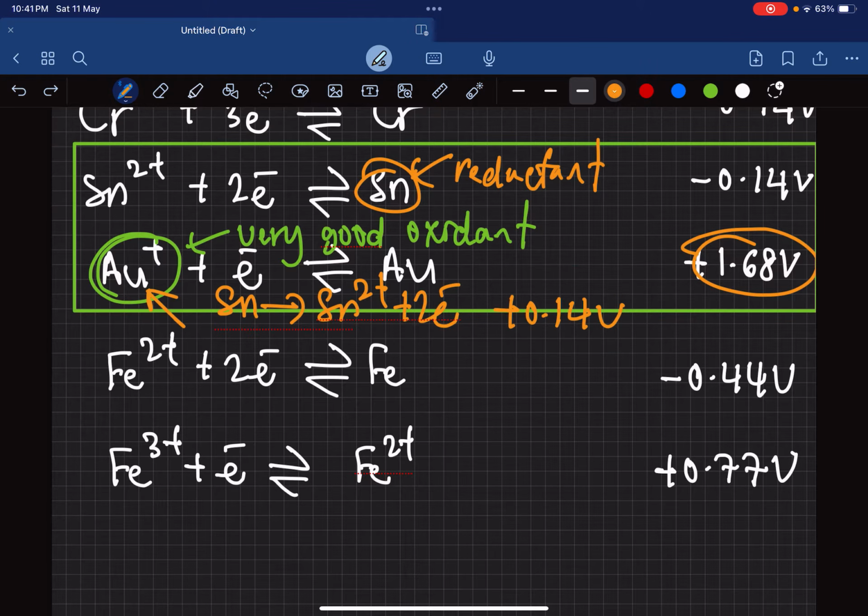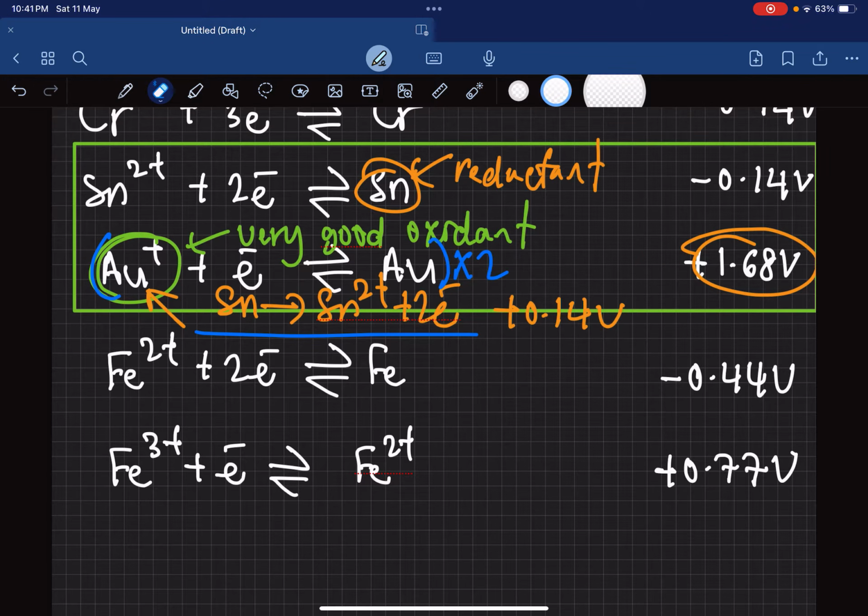So in this case, what you need to do is make sure that the number of electrons lost and gained are the same. So this equation, you're going to multiply by 2, and then you add the two things up. Please remember, when you multiply by 2, you do not multiply the voltages. Do not. Please remember, if you do that, you get 0. Okay, so that is as simple as it gets.